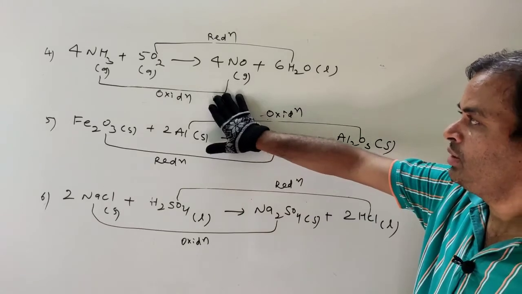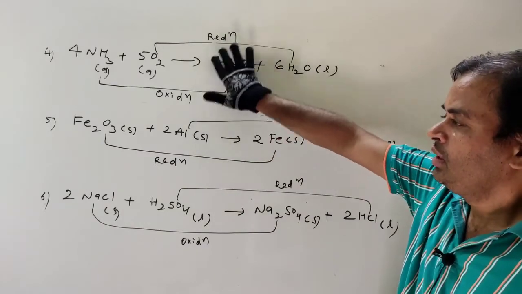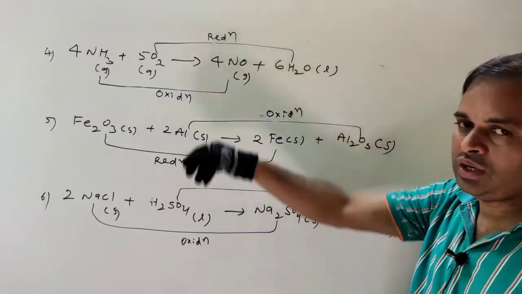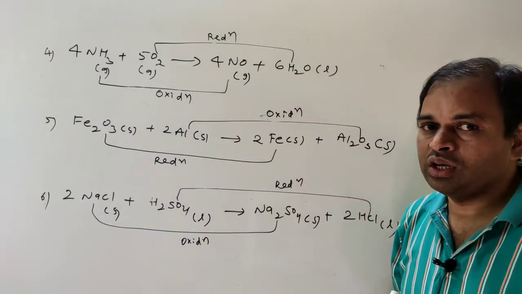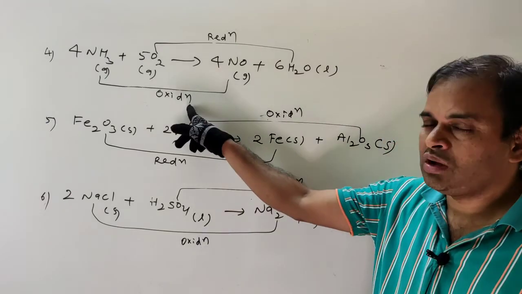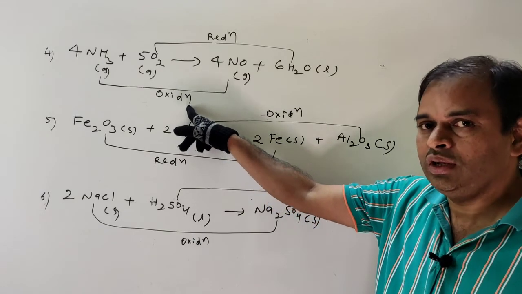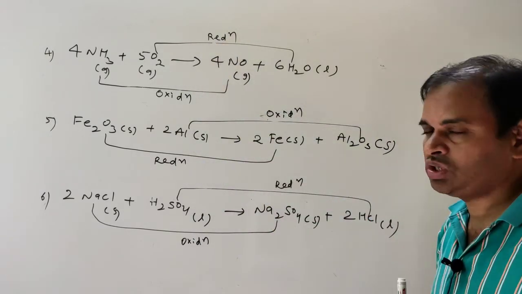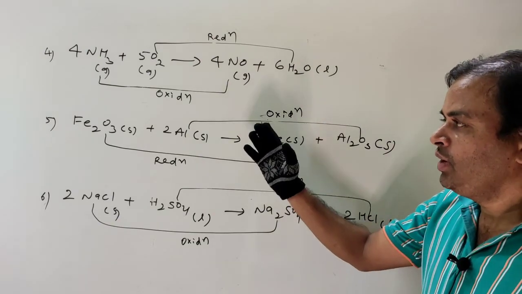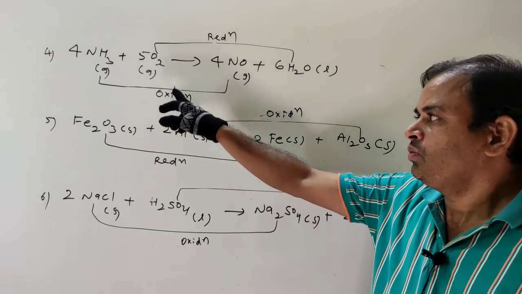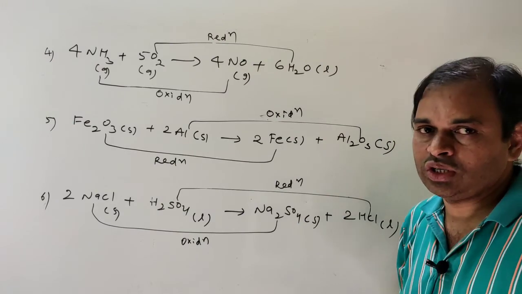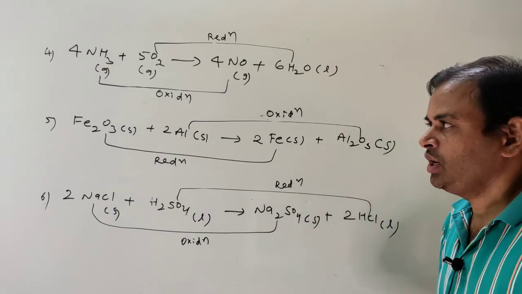In this one, oxidation and reduction both are there, that's why this is called an oxidation half reaction and a reduction half reaction. A redox reaction has two half reactions: one is the oxidation half reaction, and the second is the reduction half reaction. So what is our conclusion? A redox reaction has two half reactions, one oxidation half reaction and another reduction half reaction. That is said to be a redox reaction.